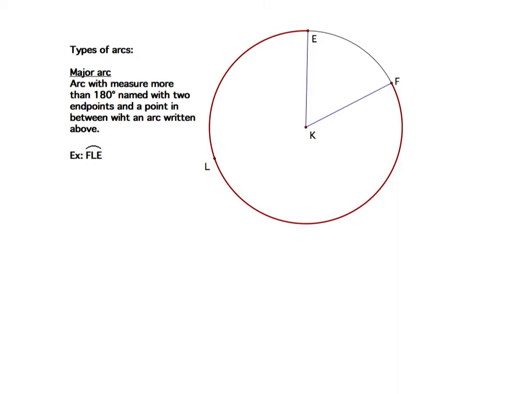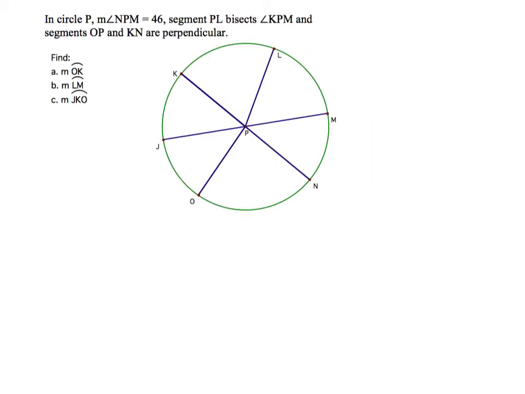So now that we know what the different types of arcs are and how to measure them, let's look at a quick example. Okay, so in this example, it says we have circle P, so the center is P. The measure of angle NPM is 46, so I'm going to put a little 46 right in there. PL bisects angle KPM, so I'm going to show that these two pieces are congruent. Put my little congruent arcs there.